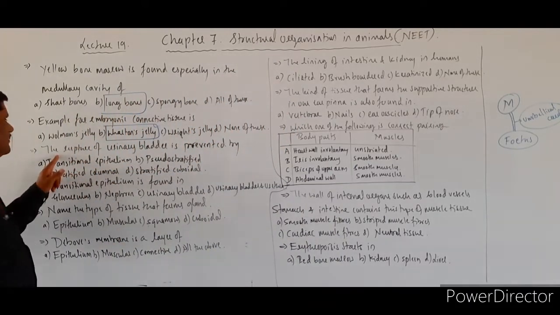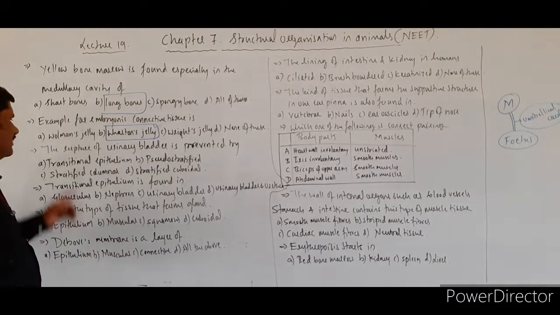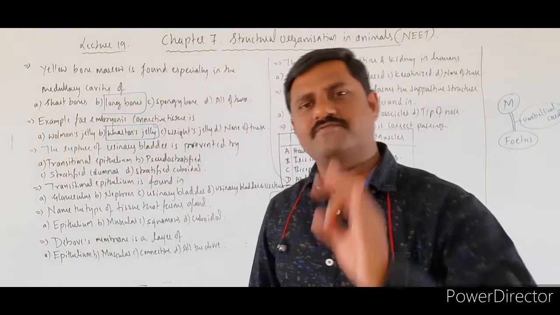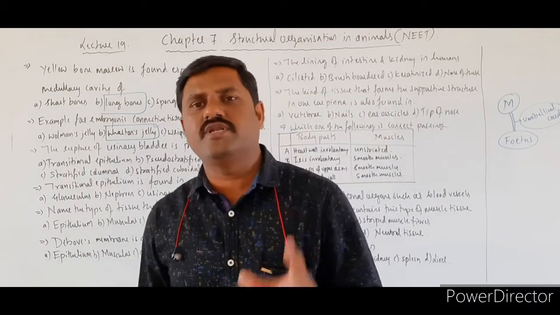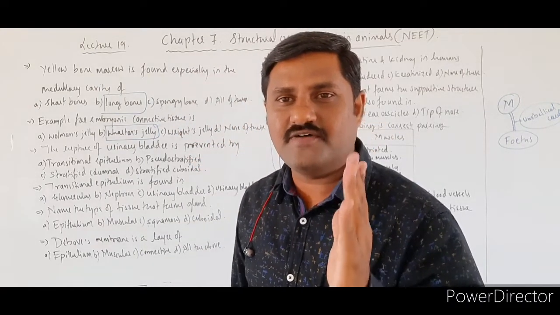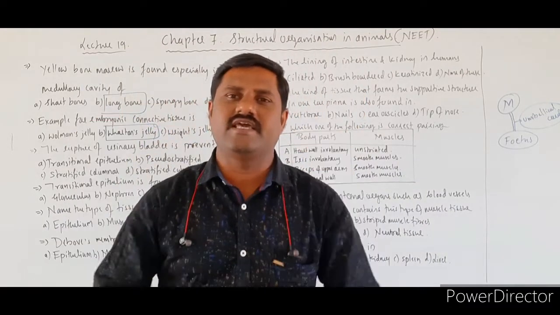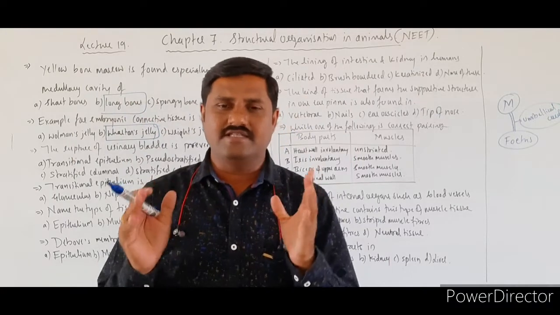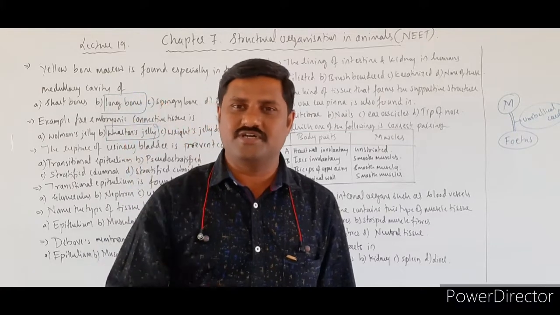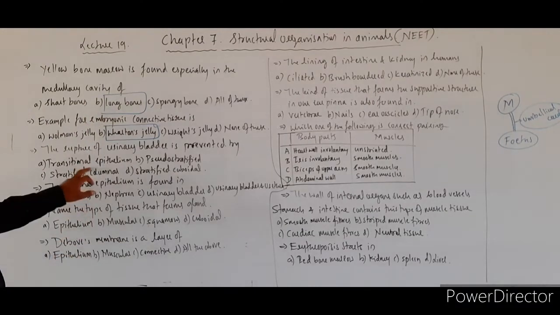The next question is, the rupture of the urinary bladder is prevented by one of the specialized tissues present in the urinary bladder. Many a time I have mentioned this one. It is a kind of compound epithelium, that is nothing but transitional epithelium, which is a multi-layered epithelial tissue, right? And this multi-layered epithelial tissue prevents the rupture of the wall of the urinary bladder. That's why the answer is transitional epithelium.